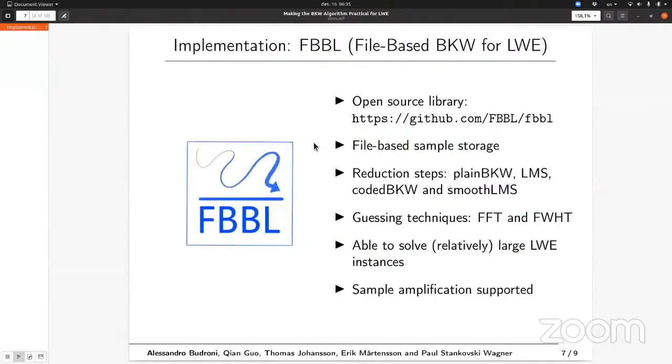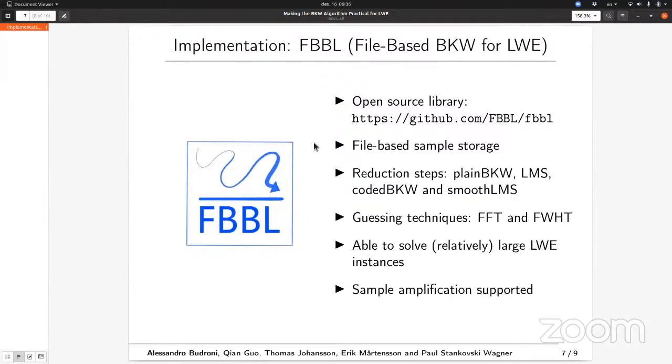The last contribution of our work: we implemented the algorithm. It is publicly available as an open source library on GitHub. It's called FBBL, which stands for file-based BKW for LWE. It supports all reduction steps of BKW introduced in previous papers. It supports both guessing techniques, the one based on the FFT and the one based on the FWHT.